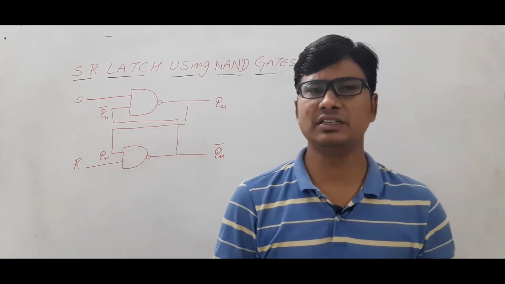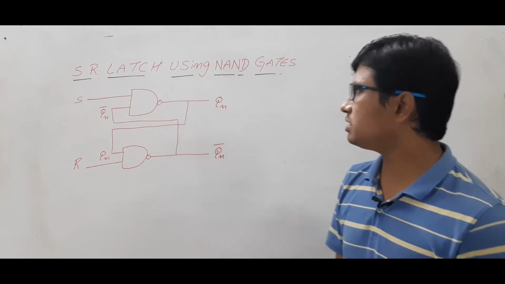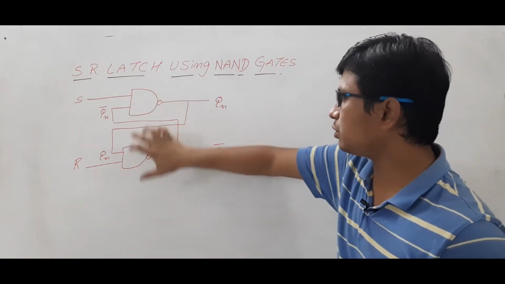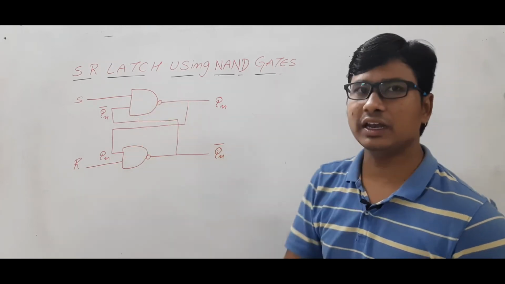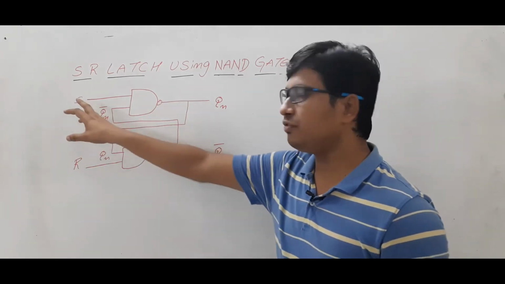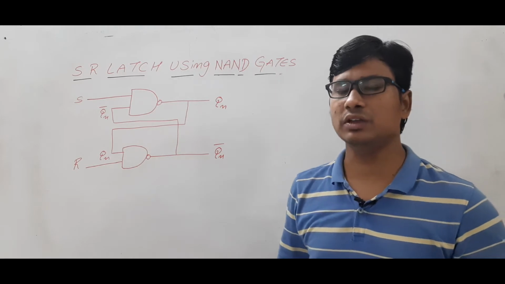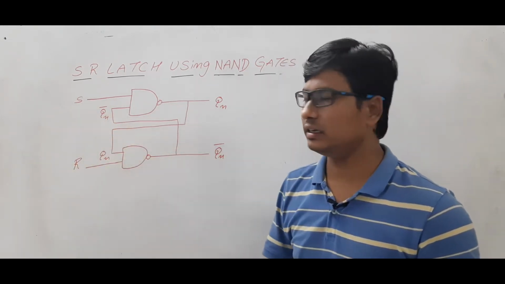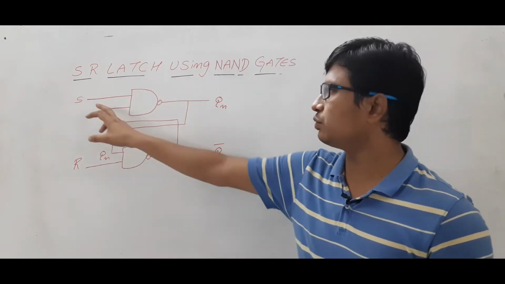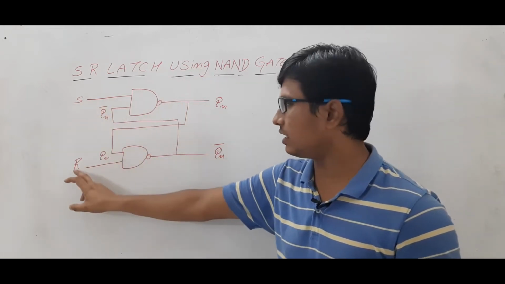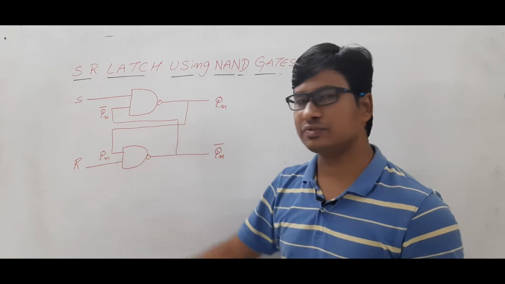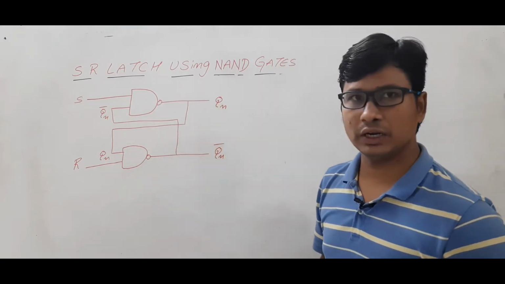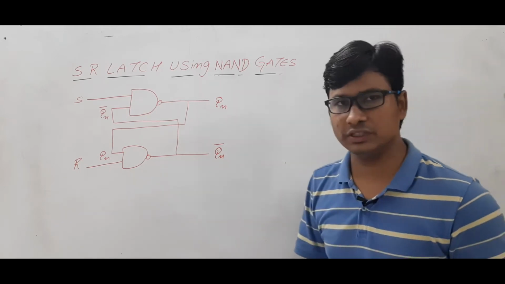First, let me discuss its circuit diagram. If you see it, we have SR latch using the NAND gate. So we have two NAND gates. I hope they look like NAND gates. When we discussed the NOR gate SR latch, we gave R here and S here. But using the NAND gate, we are giving them as S and R. S is for set, R is for reset. And we have Qn and Qn complement. They are in their proper position.